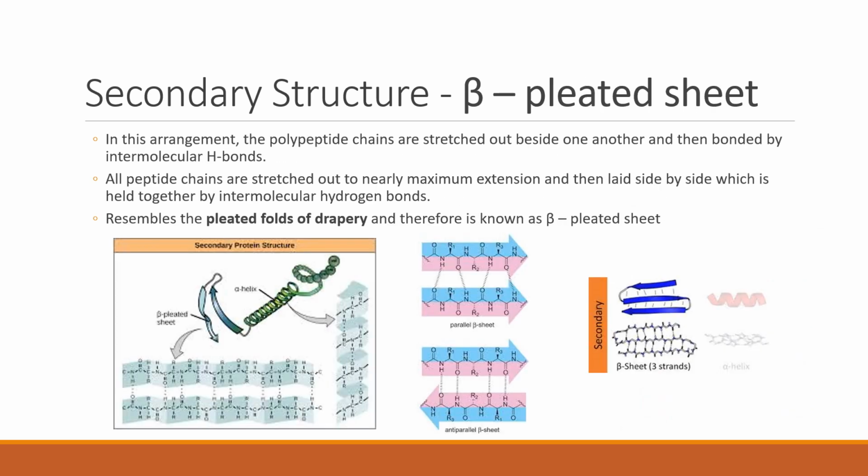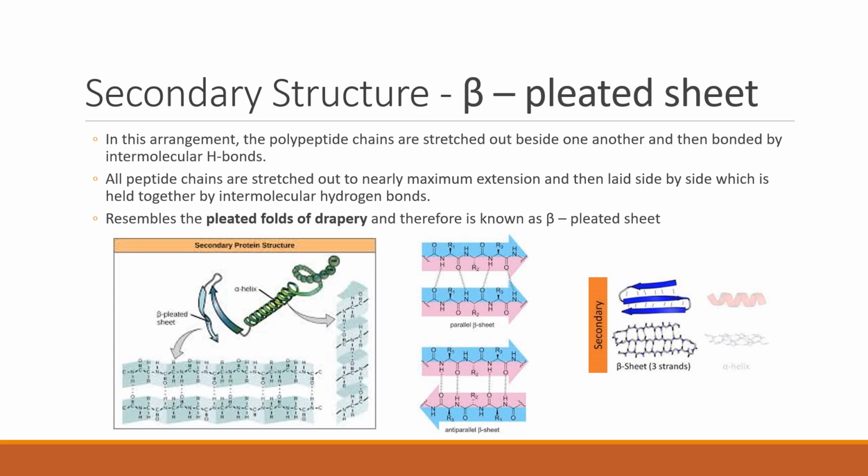Moving to the second structure, that is the beta pleated sheet, which is a common secondary structure observed in protein molecules. It generally resembles the pleated folds of drapery. That is why it is called beta pleated sheets. And you see that there are two forms of beta pleated sheets available in the protein structure.